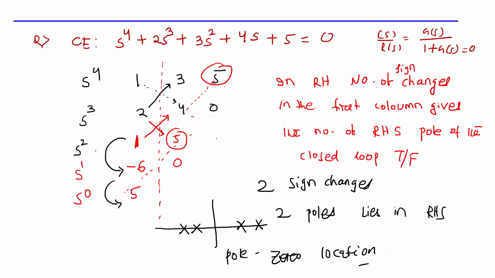So is the system stable or not? It is a non-stable system because poles exist on the right hand side. Let me go to the next question. If you are in doubt, then tell me.